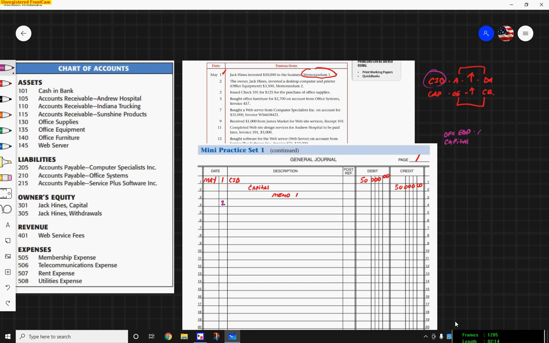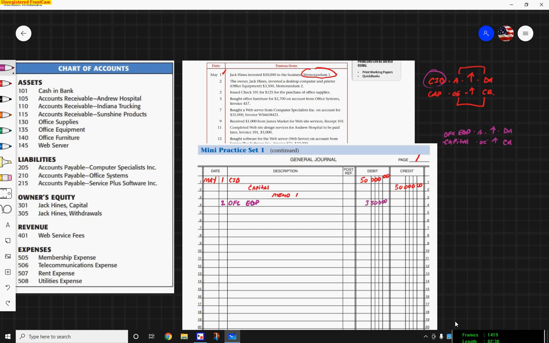Office equipment is an asset. Assets are increasing. Assets increase by debit. Capital is an owner's equity account. It's also increasing, and there's your credit. First one, office equipment. How much was it for? $3,500. Debit, $3,500.